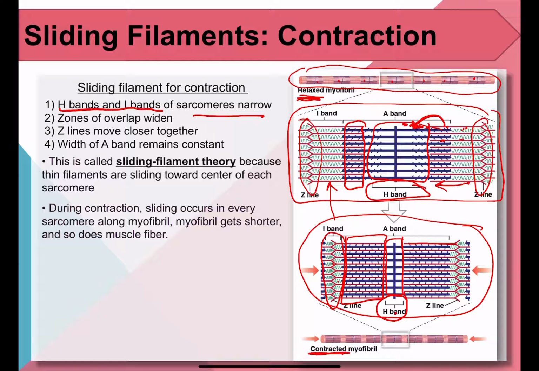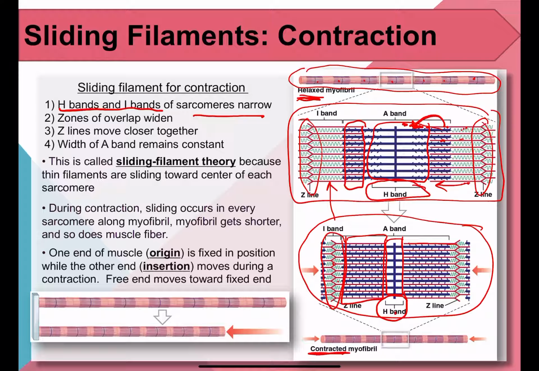All the myofibrils then get shorter, and so does the entire muscle fiber, okay? So every one of these sarcomeres you're seeing along the myofibril will contract together at the same time, moving towards the M line, and result in this whole myofibril contracting, which then results in the entire muscle fiber contracting. And when all the muscle fibers contract together, your entire piece of muscle will then contract, okay?